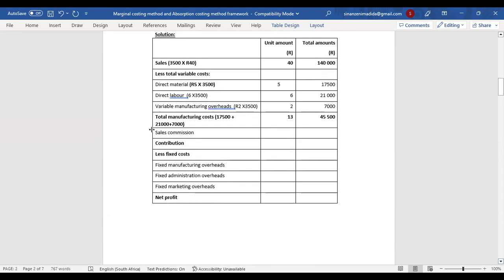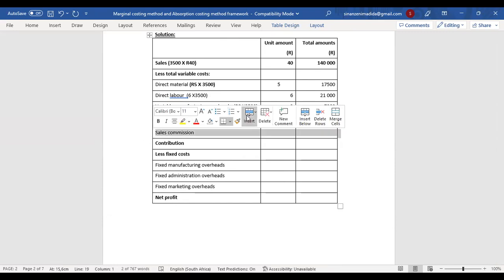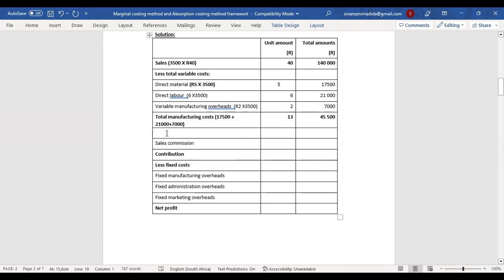Every time, remember guys, sales commission is our variable cost. Why? Because it is changing. Sales commission is a variable non-manufacturing cost. It's non-manufacturing because this expense we did not incur during the production, but it was incurred during the selling period. Now, let's try and calculate our sales commission.